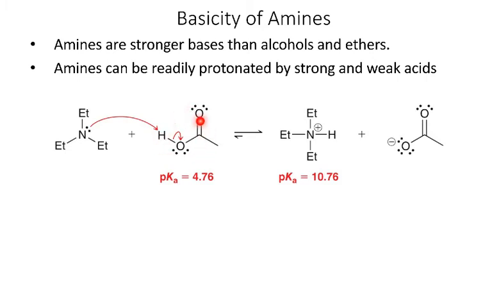So carboxylic acids will readily protonate the amine to give us an ammonium ion. And so, kind of in organic chemistry, carboxylic acids are our typical weak acids, and amines are our typical weak bases.